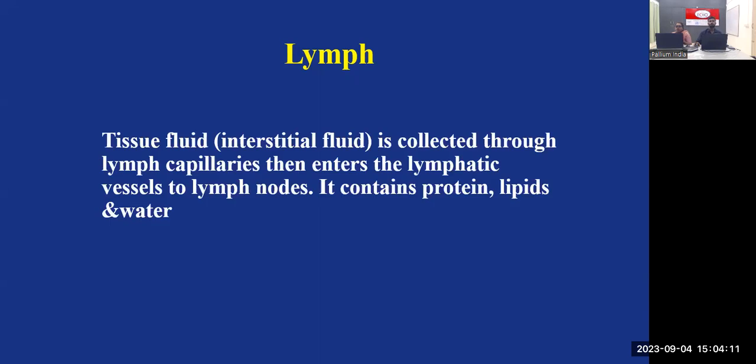So it is a tissue fluid or an interstitial fluid that is collected through the lymphatic capillaries. Then it enters the lymphatic vessels, then it enters the lymph nodes. It contains mainly protein, lipids and water. So this is called lymph. It is a tissue fluid or an interstitial fluid.